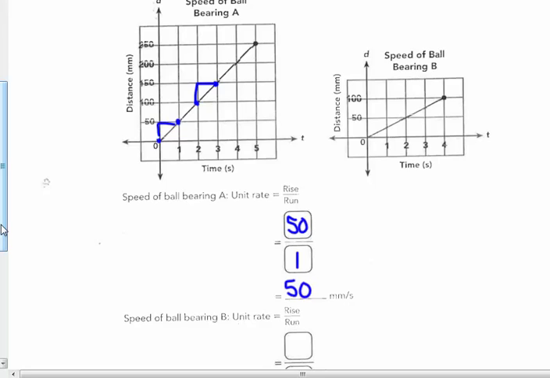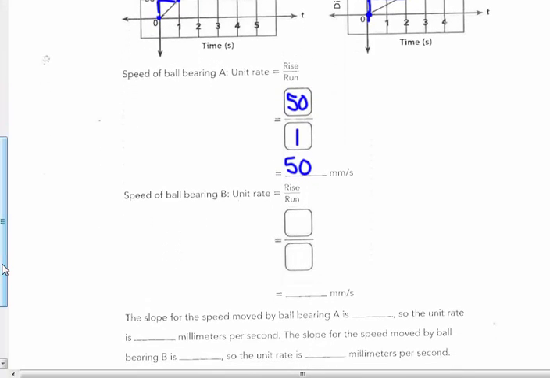That's its speed. Ball bearing B, I can see this is an easy point to read. The end point here is an easy point to read, or the origin is an easy point to read. So we can use any one of those two pairs of points. And I can see that going from the origin, I would go up 50 and over 2 here. So ball bearing B has a rise of up 50, but a run of 2 units. So B has the 25 millimeter per second speed.